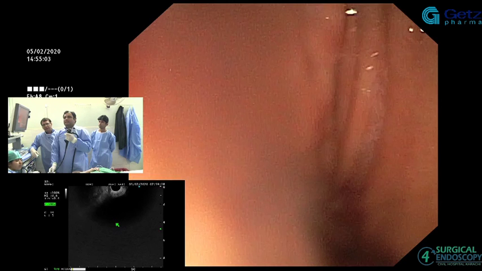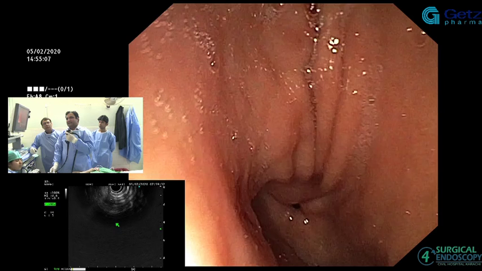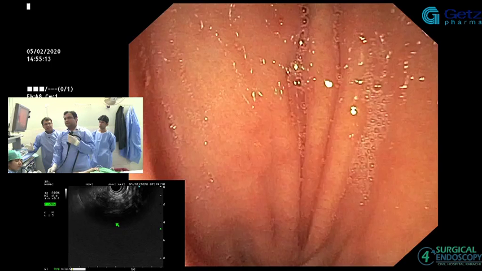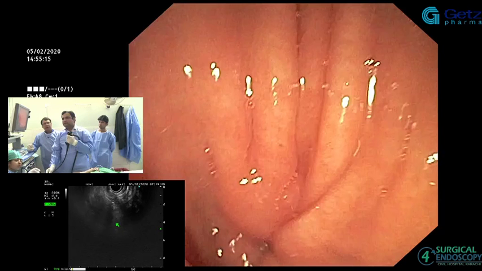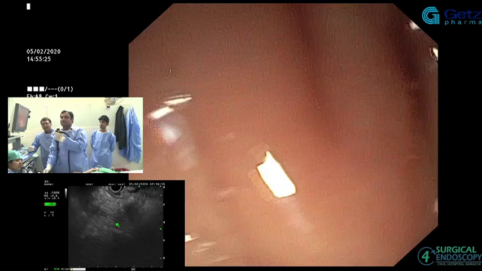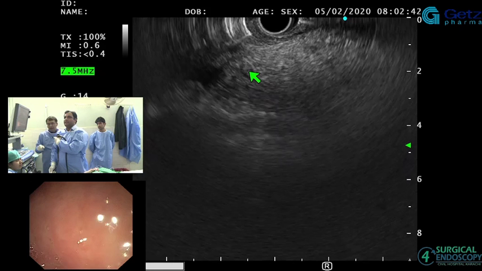Good. So let's go into the duodenal bulb and make sure that looks okay too. I think I'll take a look with the endoscope first, and then you see the PD right here, your portal vein is right there. Okay, so we're going to just gently big wheel towards you, please. All the way?